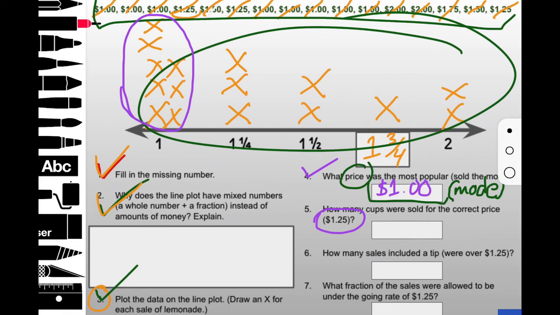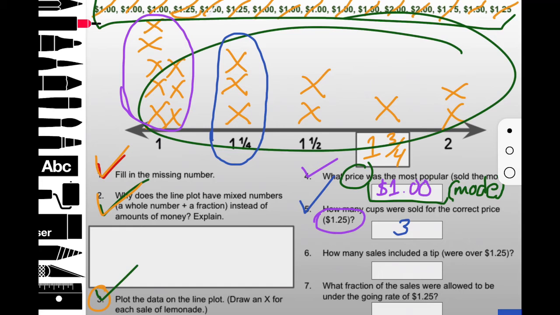And we were trying to sell it for $1.25. So I'm not going to write $1.25 in here. I'm going to look for the sales of $1.25. And I need to identify that $1.25 is 1 1/4, which is right here. And I can see that there are 3 X's, so I'm simply going to write 3 here. Many of you got that one correct. Next, so I'll check that off.